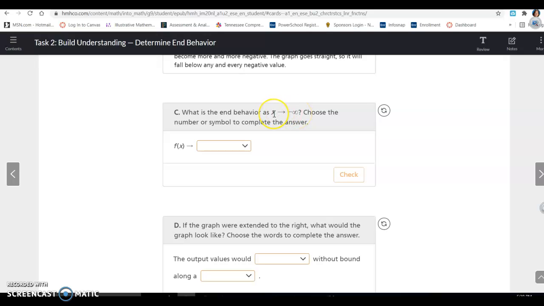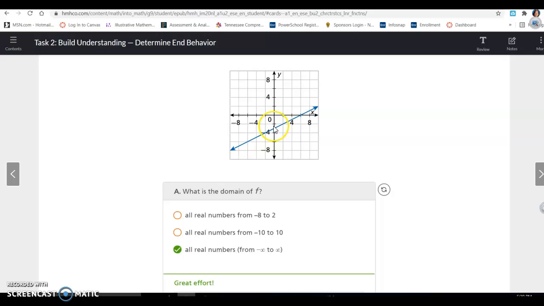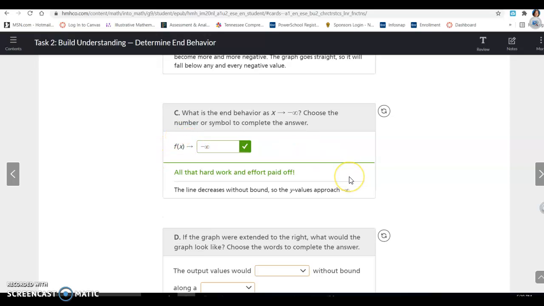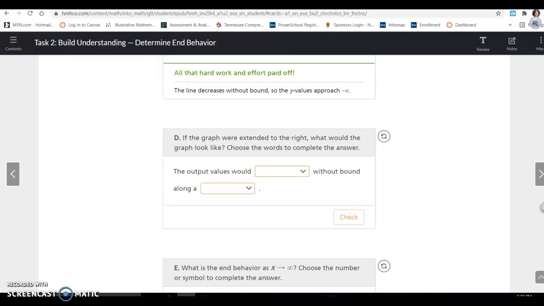So this is still talking about the exact same thing as x goes to the left, because to the left is your negative x's. Choose the number or symbol to complete. So as x goes to the left, my y's are going down without bound as well. So that's going to be negative infinity, shows that my y values, or f of x, which is y, goes to negative infinity. All right, if the graph were extended to the right, what would the graph look like?